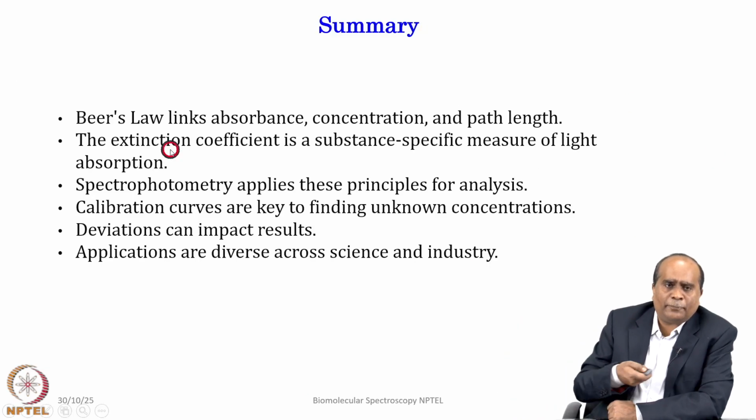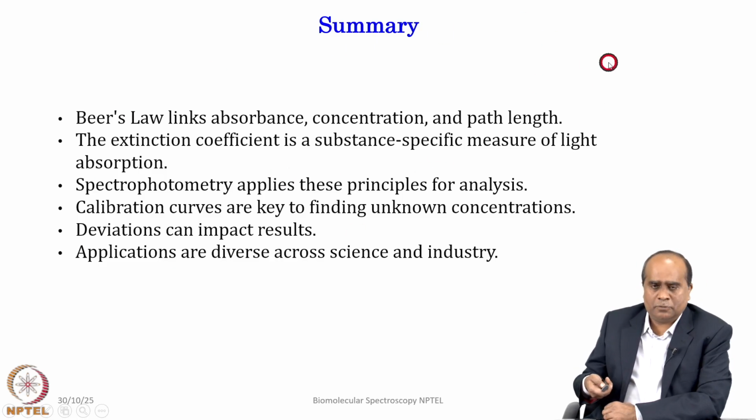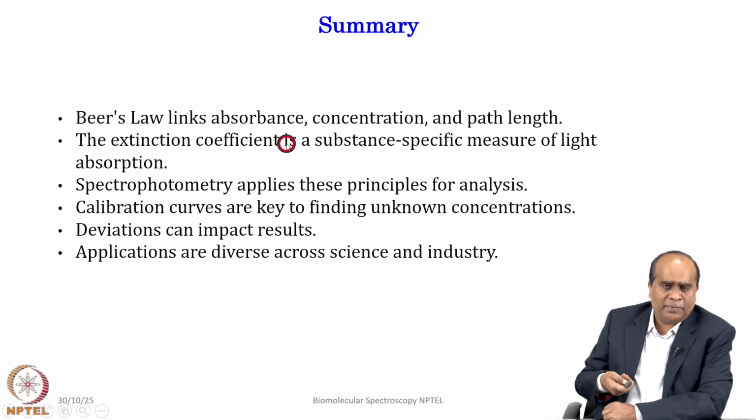So, to sum up what we have looked at till now, Beer's law links the absorbance, concentration and path length. The extinction coefficient is substance specific, so it depends upon the chromophore. Substance specific measures the light absorption. Spectrometry applies these principles for analysis, and the calibration curve is key for finding unknown concentration.